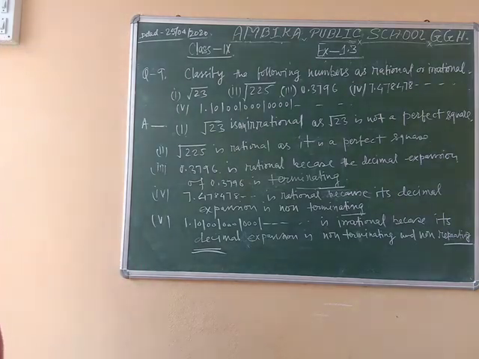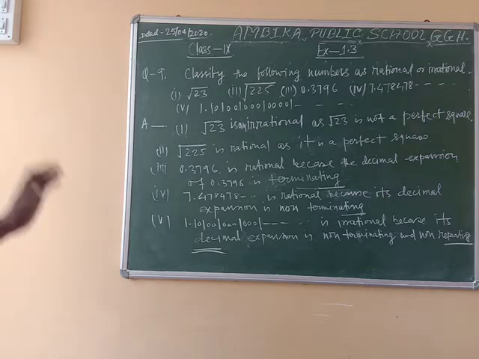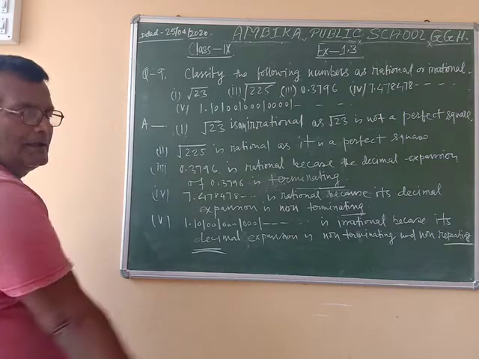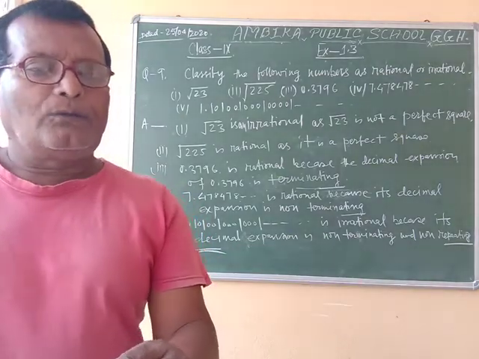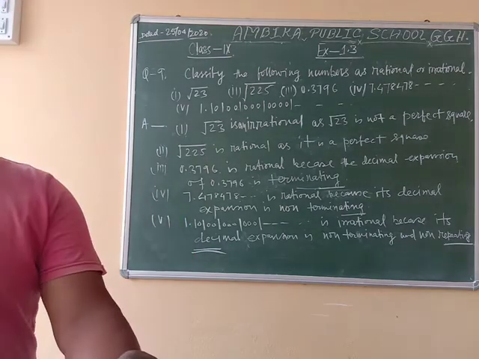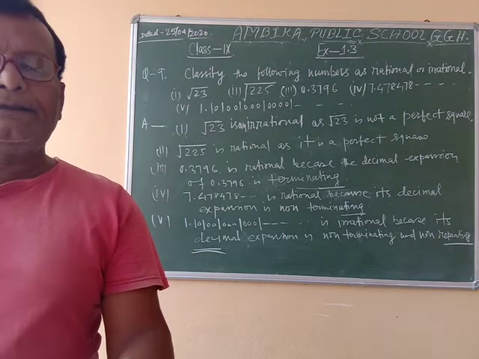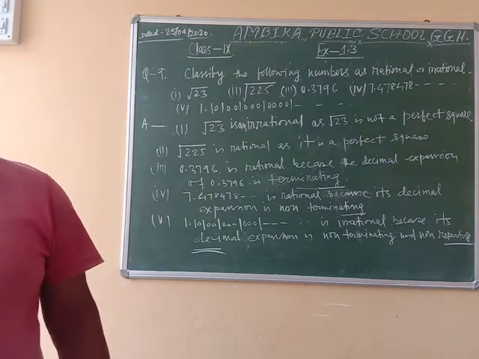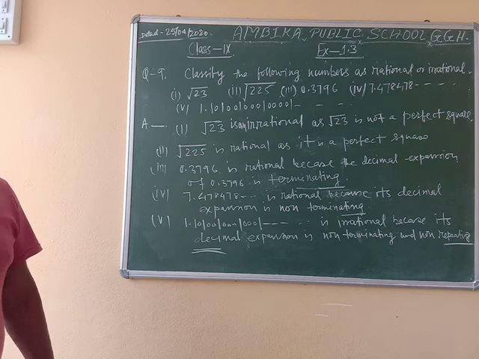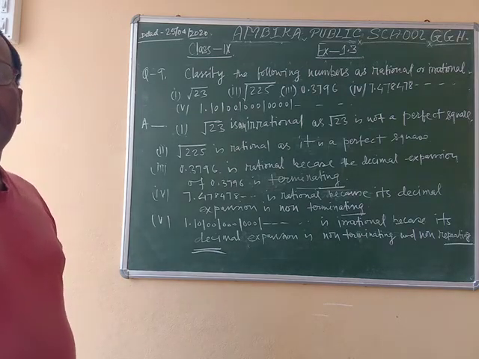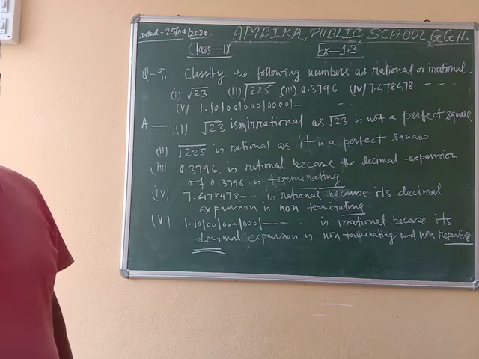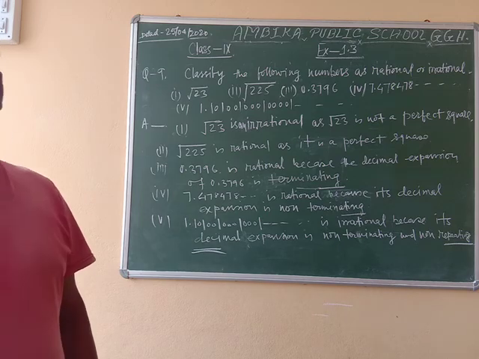In this way we can classify the following numbers as rational or irrational. This exercise 1.3 is completed. So I will start the next exercise, representing real numbers on the number line. I will discuss this topic tomorrow. Next.